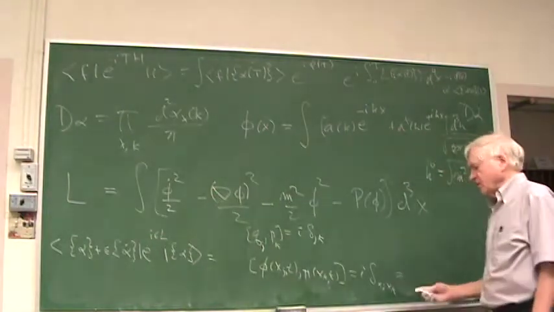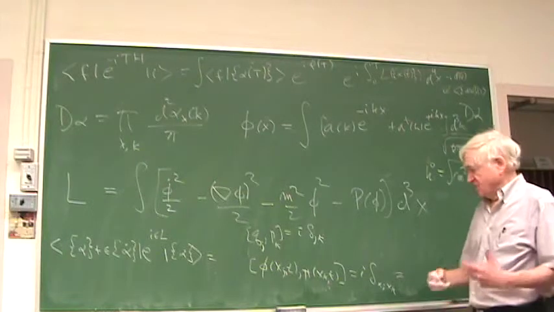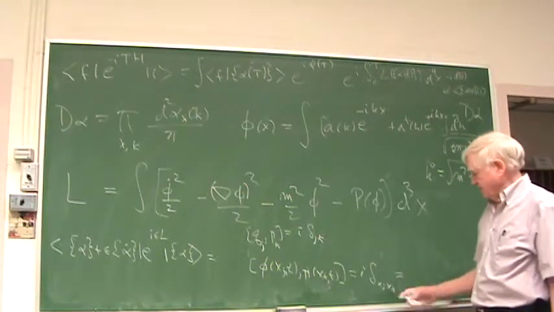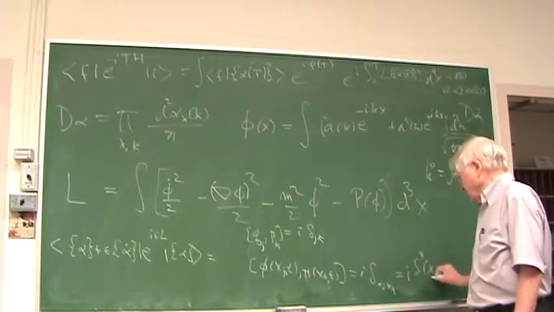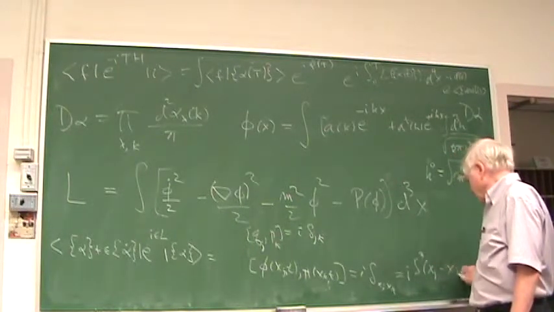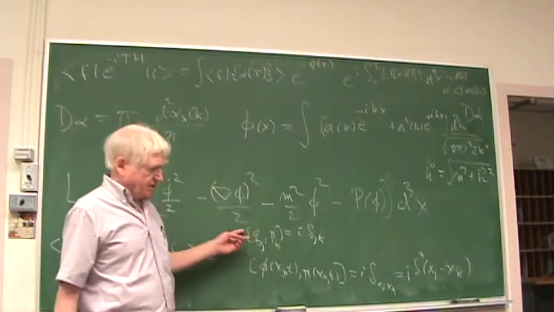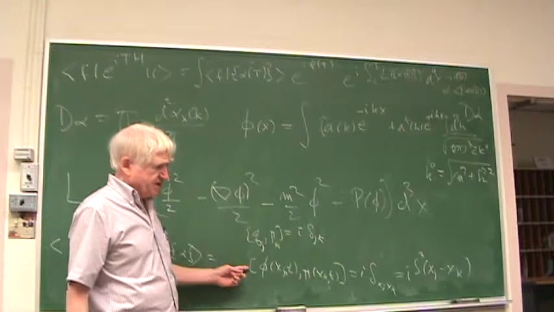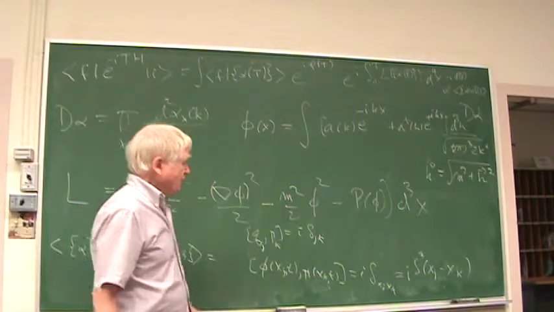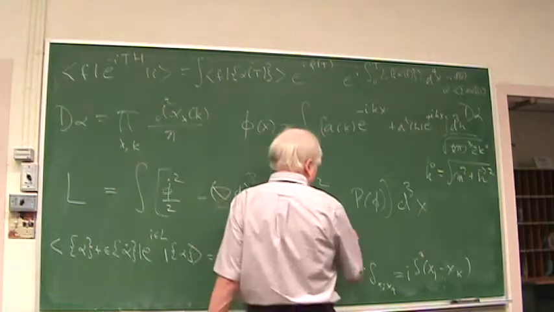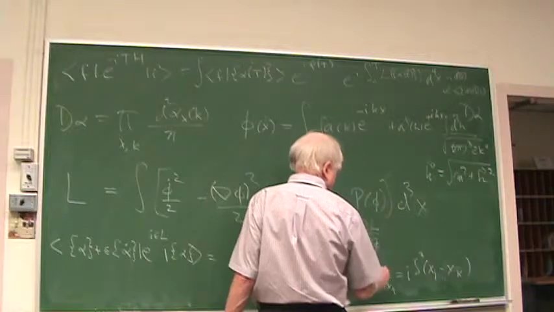If you put the universe in a box, then this can be a Kronecker delta, but more often it's delta cubed of x_j minus x_k. So you start with this quantum mechanical commutation relation. You go to the equal time field theoretic commutator. And now, what is pi? Well, pi is the partial of the Lagrangian with respect to phi dot.